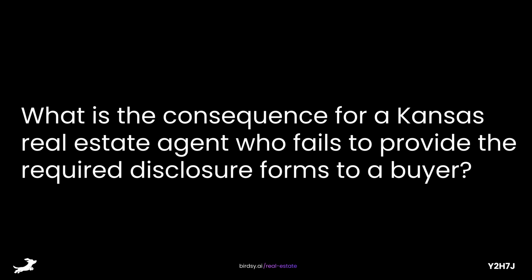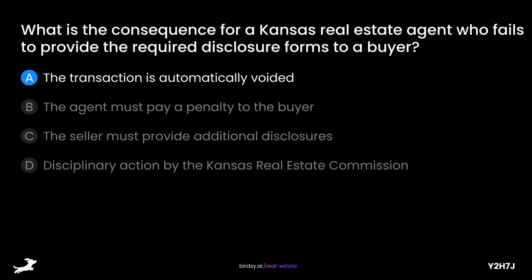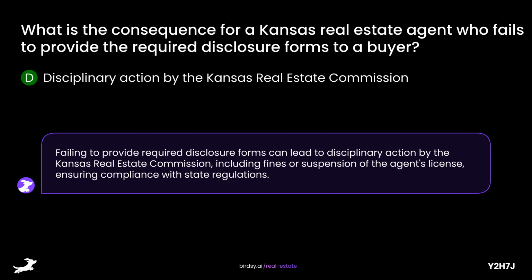What is the consequence for a Kansas real estate agent who fails to provide the required disclosure forms to a buyer? Is it A, the transaction is automatically voided, B, the agent must pay a penalty to the buyer, C, the seller must provide additional disclosures, or D, disciplinary action by the Kansas Real Estate Commission? The answer is D, disciplinary action by the Kansas Real Estate Commission. Failing to provide required disclosure forms can lead to disciplinary action by the Kansas Real Estate Commission, including fines or suspension of the agent's license, ensuring compliance with state regulations.